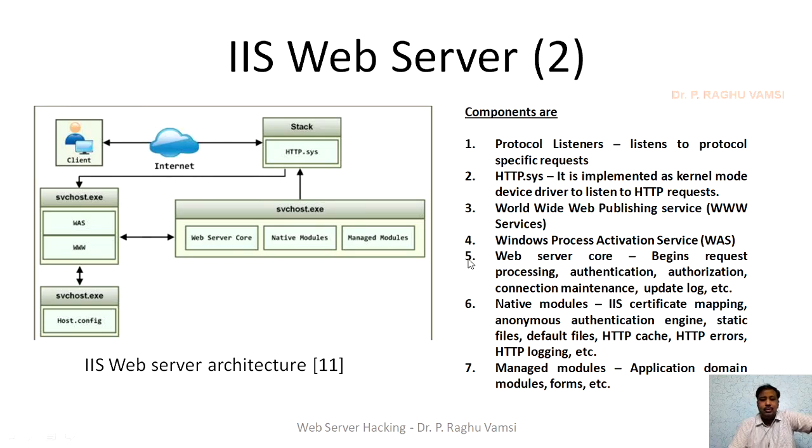Next is the web server core. What does this web server core actually do? This web server core begins the request processing. Whatever HTTP request comes will be processed, and especially the authentication checking, authorization of the request, connection maintenance, updating the log, etc. All these things will be done by the web server core. These are very important: authentication, authorization, connection maintenance. A sustainable connection should be maintained. That is the responsibility of the web server core.